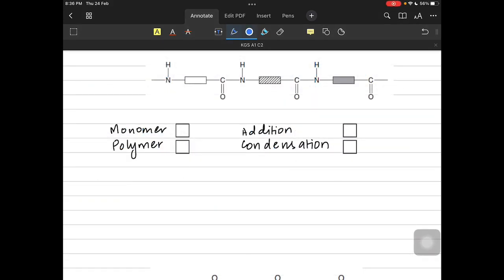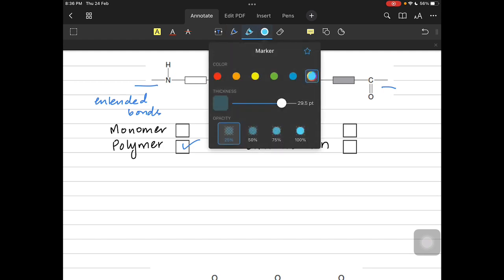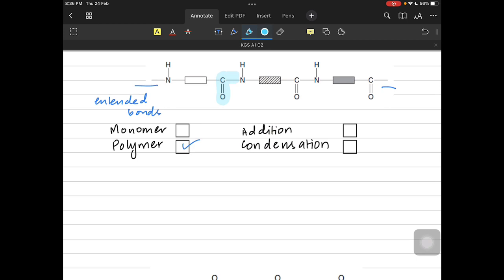Now let's try some questions extracted from the past papers. For example, this molecule over here is a polymer. You can see extended bonds coming out from both sides of the molecule. So it's definitely a polymer. And when you look at the main backbone of the polymer, you can definitely identify that it's the amide linkage. Now it's a polymer, it's a condensation polymer.